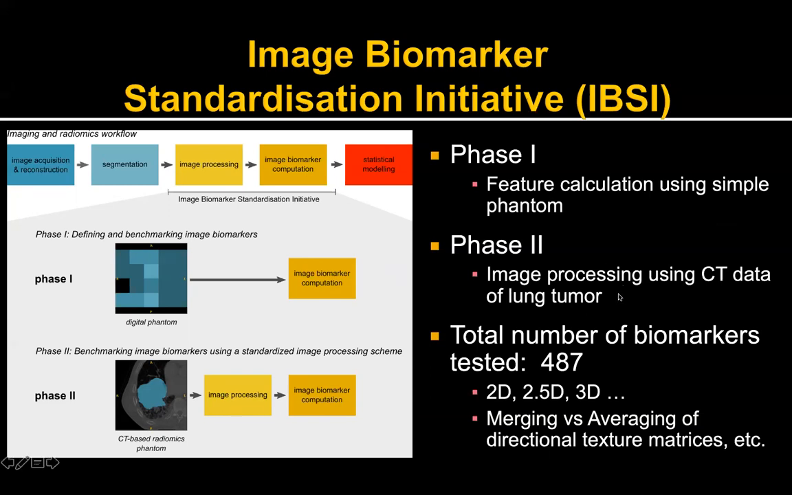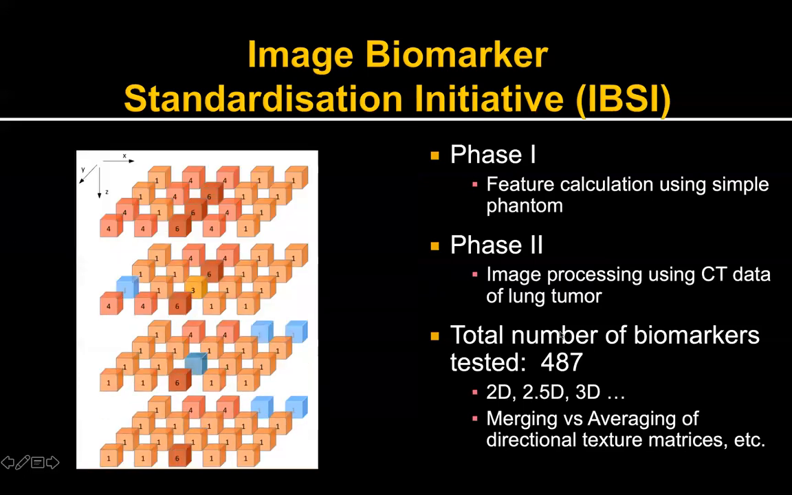So in total, there was a number of biomarkers tested, 487, because there were different features computed in 2D or in 3D with different radiomics parameters, merging versus averaging of directional texture matrices. That created a total of 487 features that were tested.